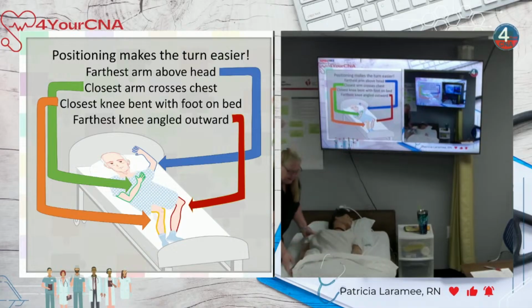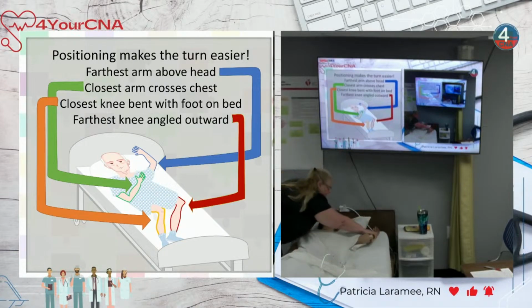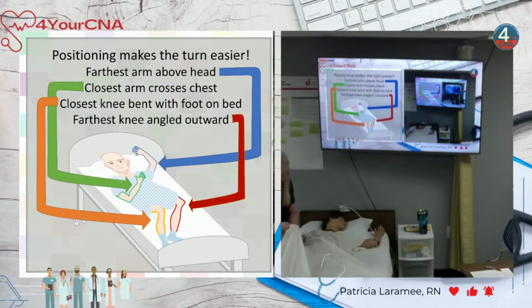If you get your patient positioned properly first, so scoot toward me, one hand up, and remember, she doesn't really bend all that well. This arm crosses the chest. Well, it would. This knee is going to bend at the knee.